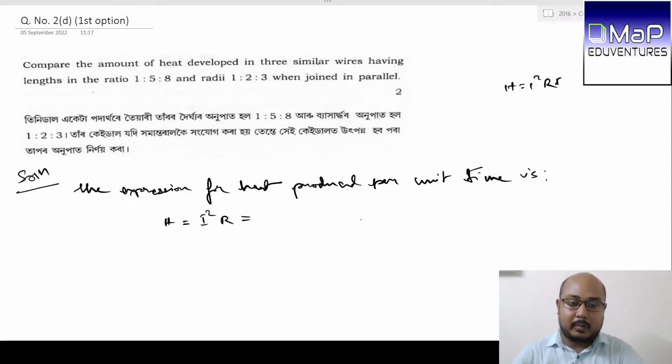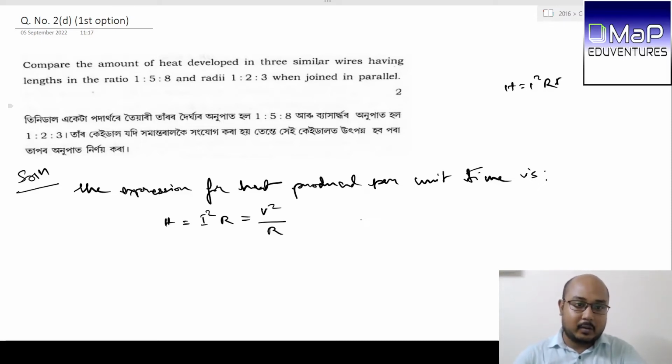The current value will be different for each wire, but since they are joined in parallel the voltage across them will be common. So for that reason we modify it a little, from I square R to the V square by R format. So we take H equal to V square by R.